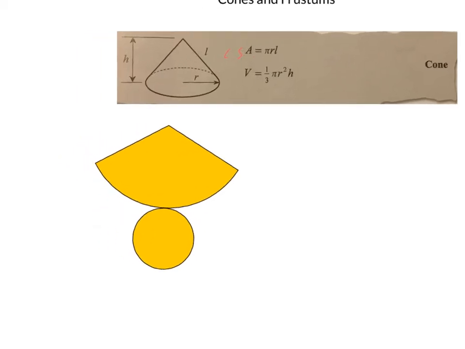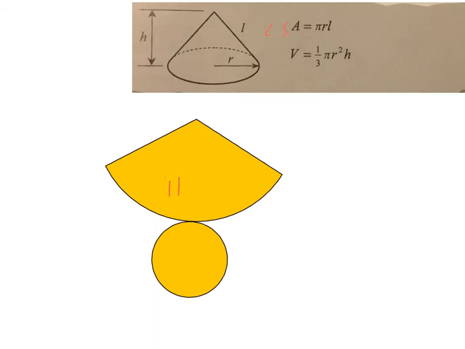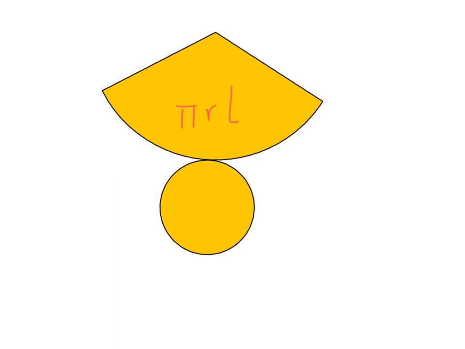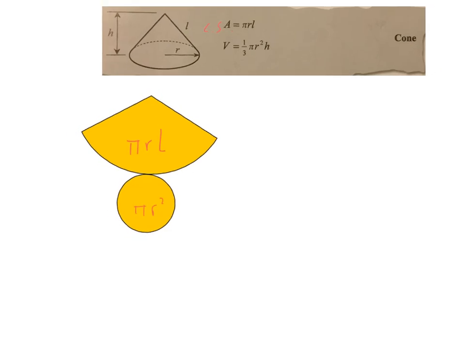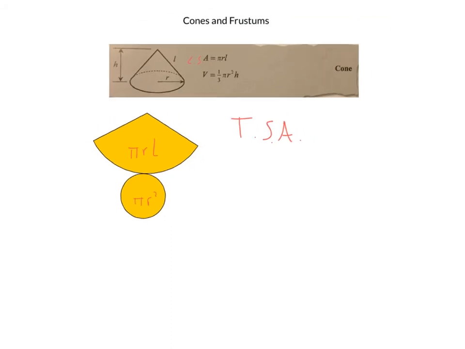So the area for the top part, or the curved surface area, will be pi r L. And then for the circle it's going to be the same old circular formula, pi r squared. So if we wanted to get the total surface area, we would have to add pi r L and pi r squared. So now we have enough information to solve equations that use the volume of a cone, the curved surface area, and the total surface area of a cone.